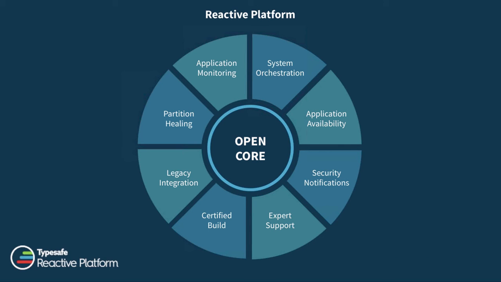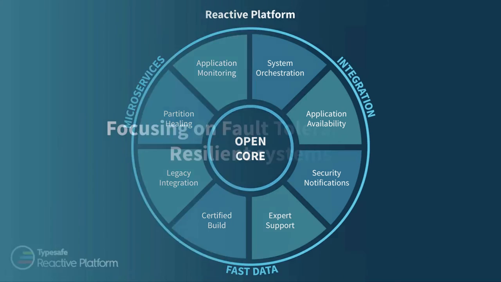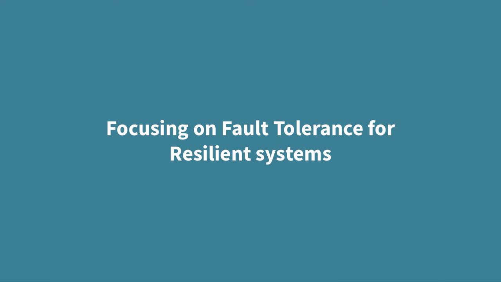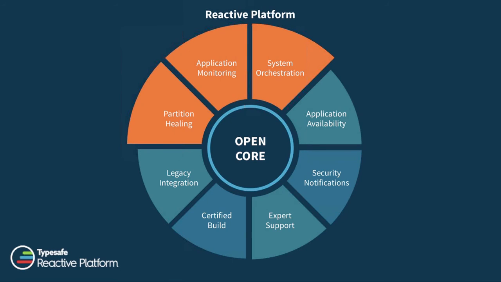So let's move forward here. Let's focus on fault tolerance. Let's talk about resilient systems and what that means. That really gets into these top three elements here of the reactive platform: the partition healing, the application monitoring, the system orchestration. It also touches on the application availability a little bit whenever you're talking about being resilient to people who are trying to overwhelm your servers.